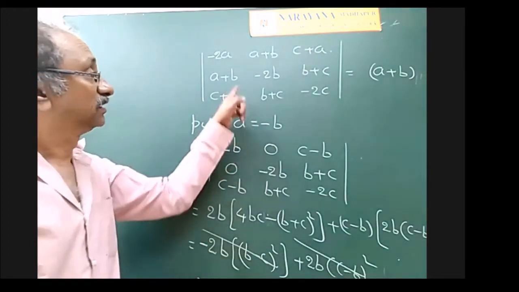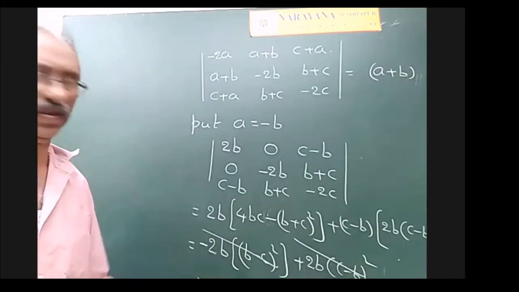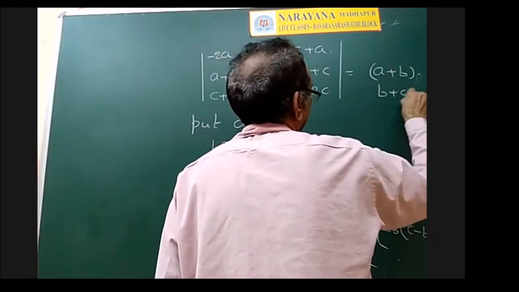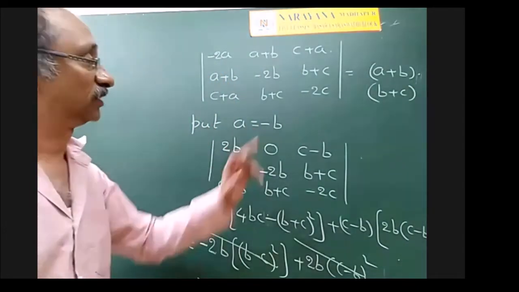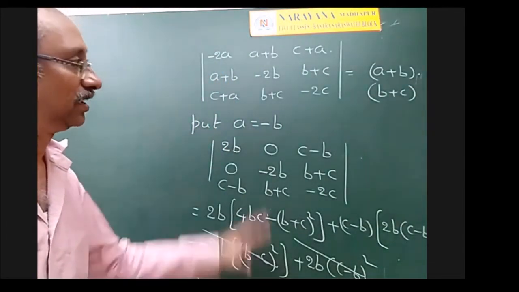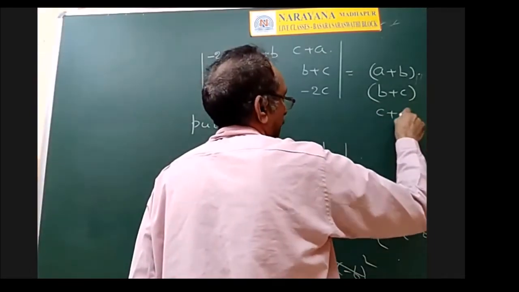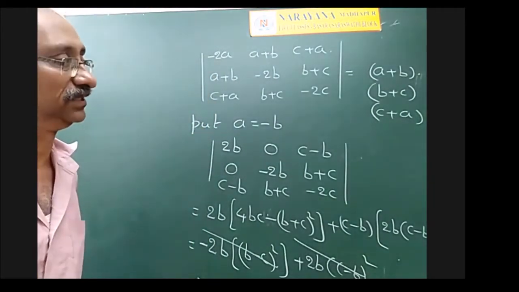Similarly, if you substitute b is equal to minus c, again you will get 0. Therefore, b plus c is another factor. And similarly, by symmetry, if you substitute c is equal to minus a, again you will get 0. So c plus a is another factor. So there are three factors: a plus b into b plus c into c plus a.